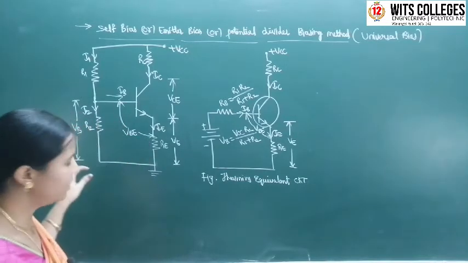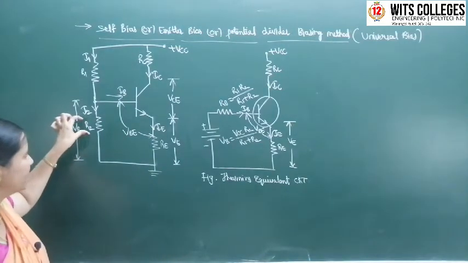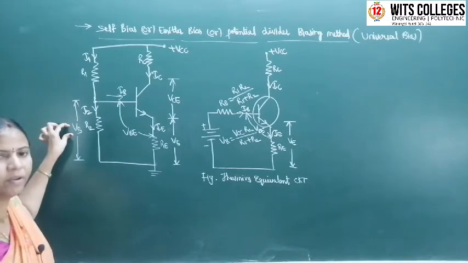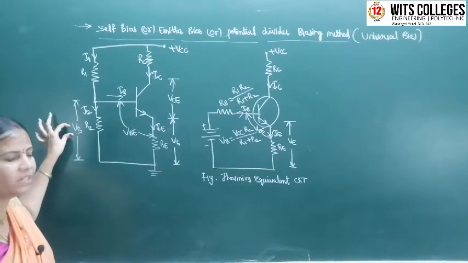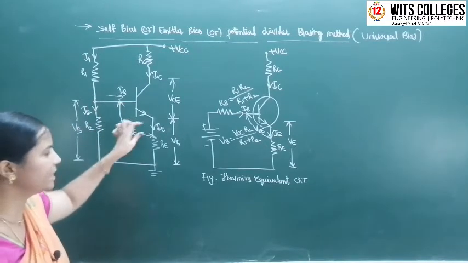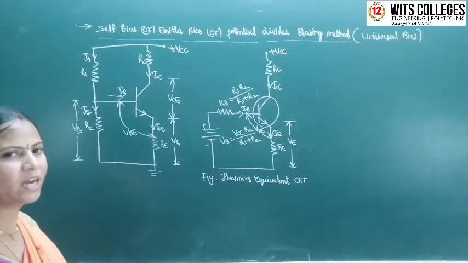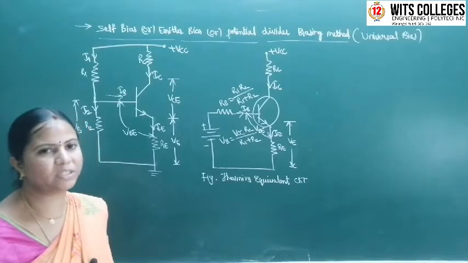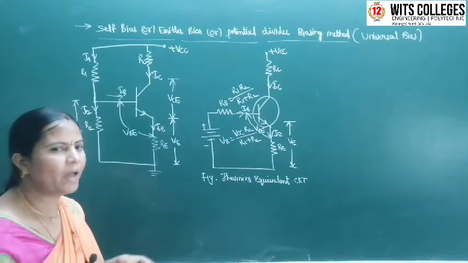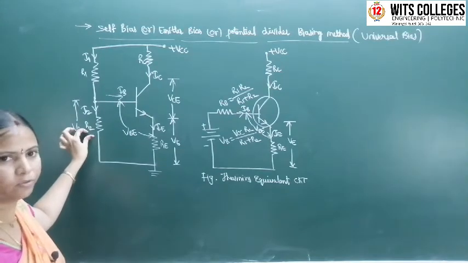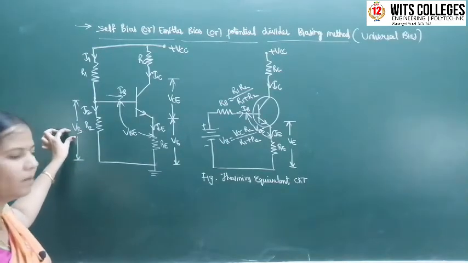Okay, so the voltage drop across the resistor R2 is nothing but VB. Here VB, the base voltage, will provide the forward bias to the base emitter circuit. So for proper biasing, the input is always connected in forward bias and the output is connected in reverse bias. Here the forward bias to the base emitter circuit is provided by the resistor R2, the voltage drop across R2, which is nothing but VB.